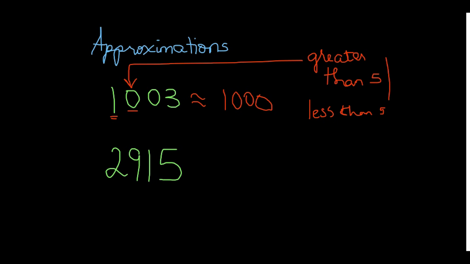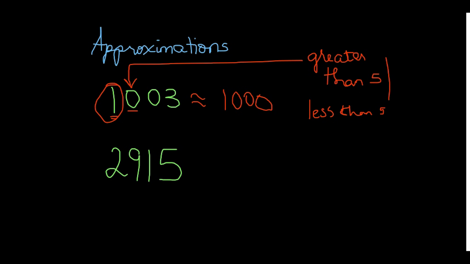Leave the digit as it is and then replace everything else with zeros, which is the reason why we get the 1000. Okay? Now, this basic rule that we pick up with approximating whole numbers gets extended into all the other types of approximations that we need to deal with.